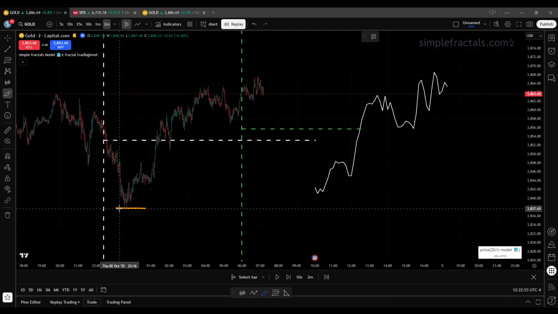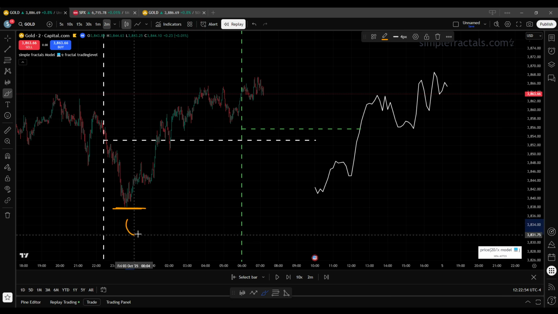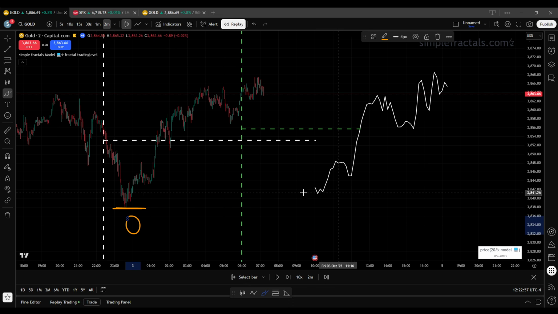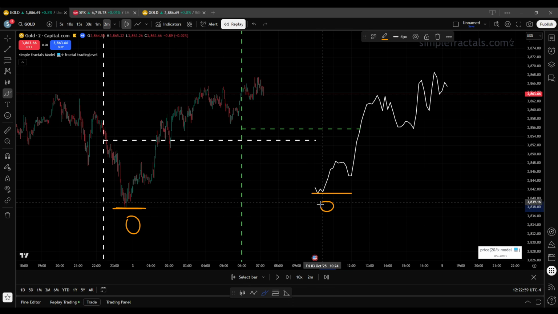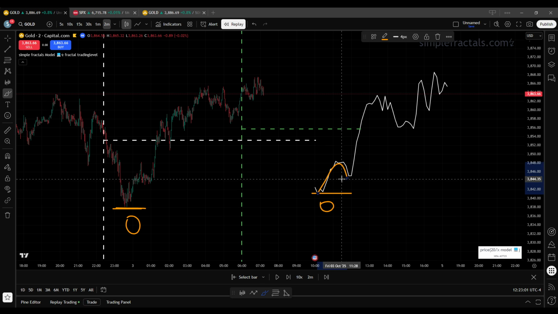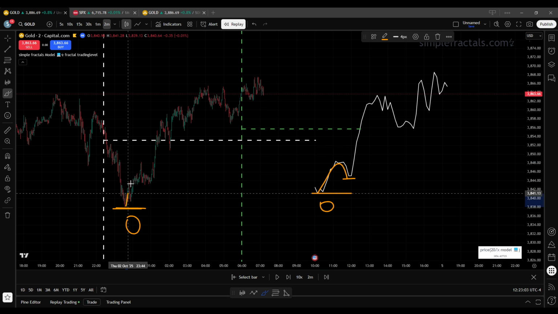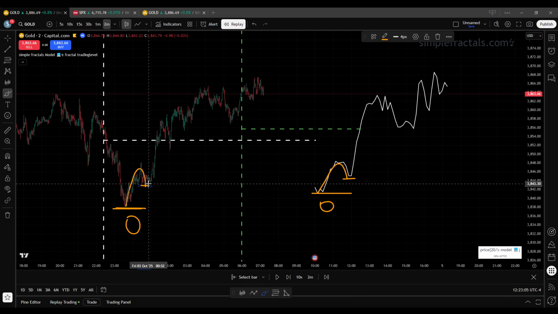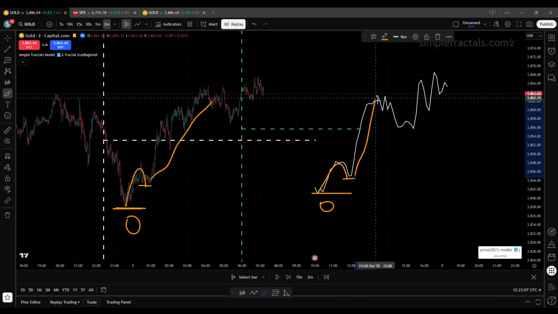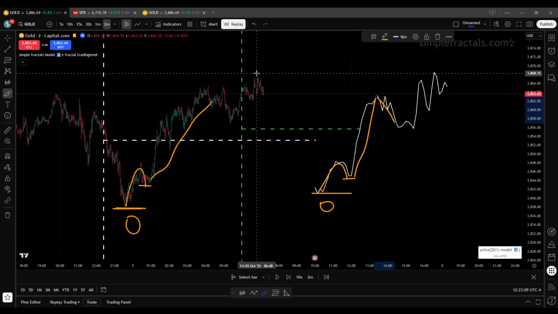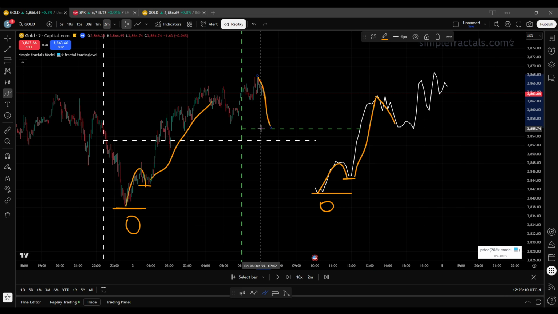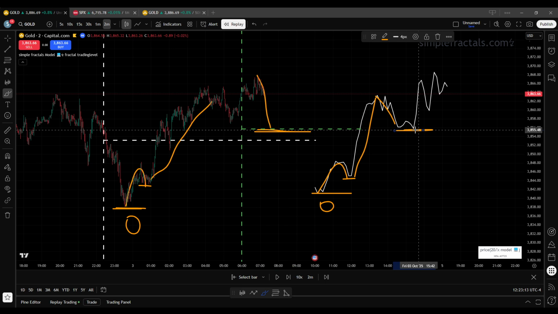Right here, as we have said, this is the low of the base. This is the low 0. So the same way on the copy, this is the low 0. As you can see, we have the same pattern. It was developed right here. Then we have an impulse, and then we have an impulse. And now what we are waiting for is this retracement to happen right here. At the end of this retracement, what we usually expect is the continuation of the trend.